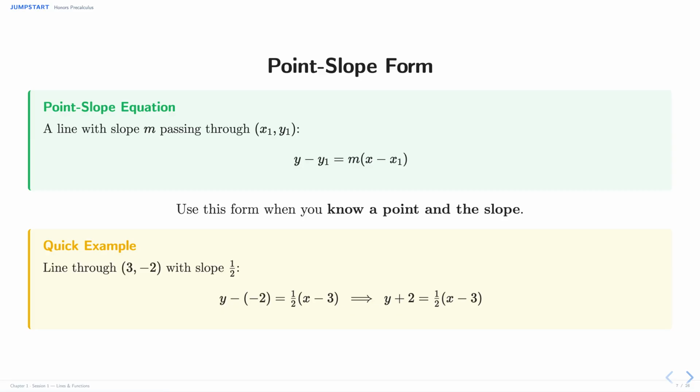Next, let's discuss the point-slope form of a line. The point-slope equation describes a line with a certain slope passing through a specific point. It is written as y minus y1 equals the slope times x minus x1. This form is especially useful when you know a point on the line and the slope. For example, the line through the point (3, -2) with a slope of 1/2 can be expressed using this formula.